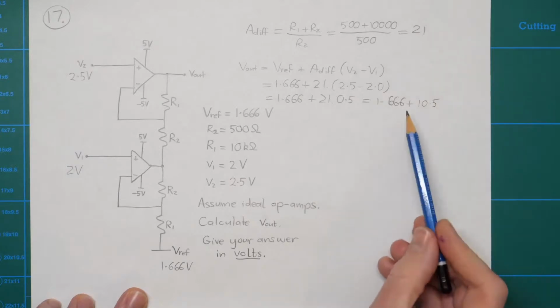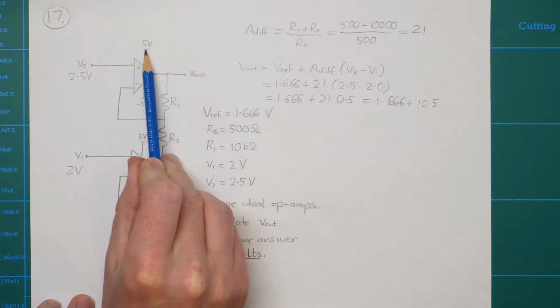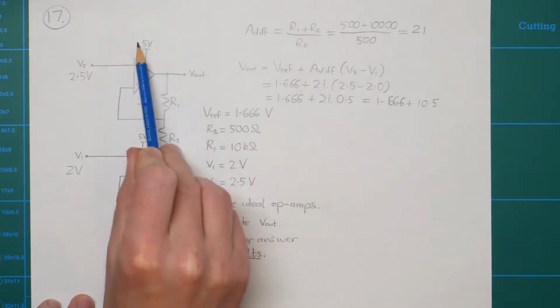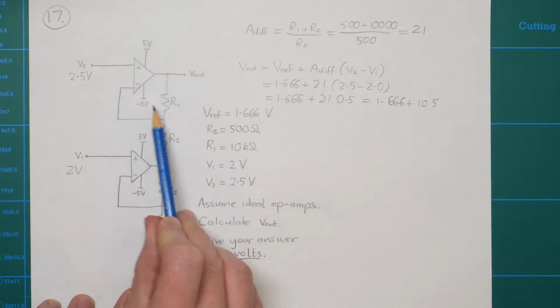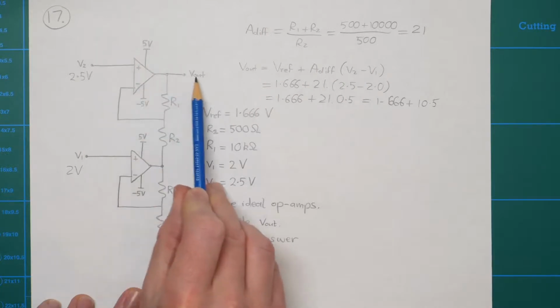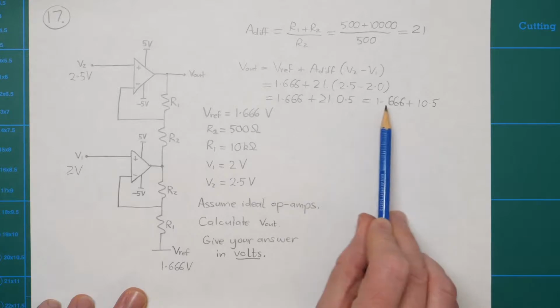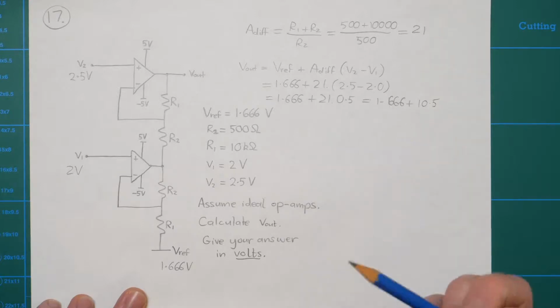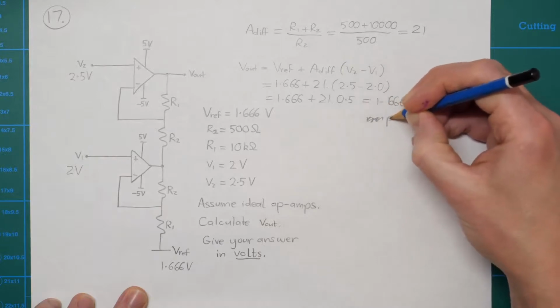Now you can already see that this number is way higher than the 5 volt limit of what this op amp is going to be able to produce. So it's being powered from a bipolar supply of 5 and minus 5. So the highest voltage that this could possibly get to is going to be 5 volts, and we're already way over that here, because it's going to be 10.5 plus this, which ends up higher than 12 volts. So what this means is, that's positive saturation.